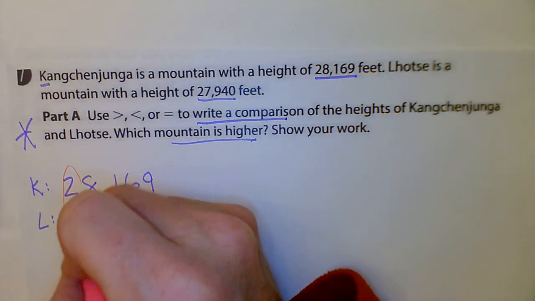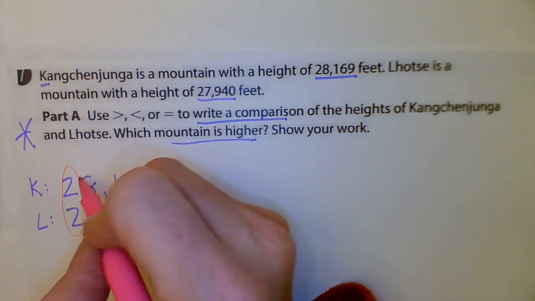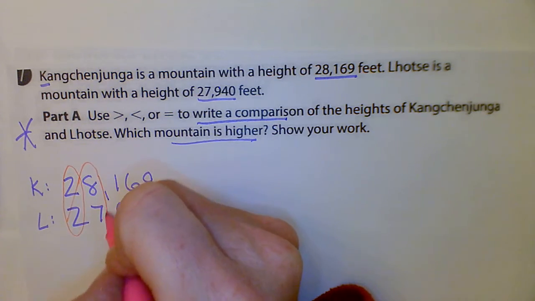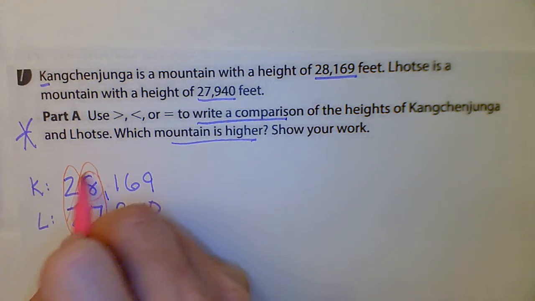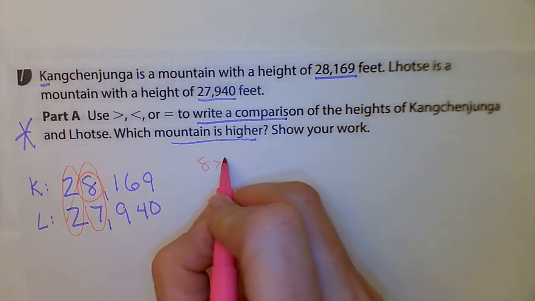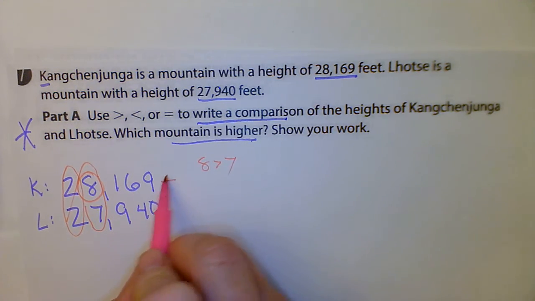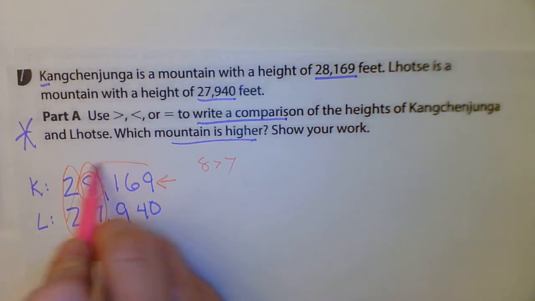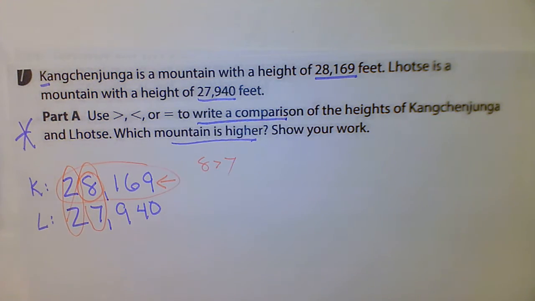So my 2's are the same, so that doesn't help me. Wait. Oh, here we go. When I compare 8 and 7, 8 is bigger than 7, right? 8 is larger than 7, which means that this one is larger. This one's much bigger. So let's actually, I guess it's not really that much bigger.